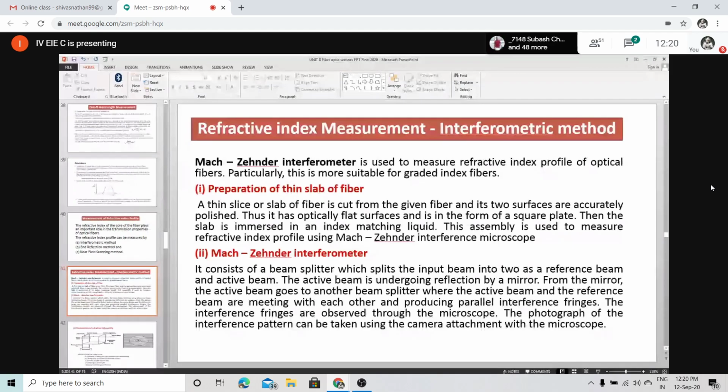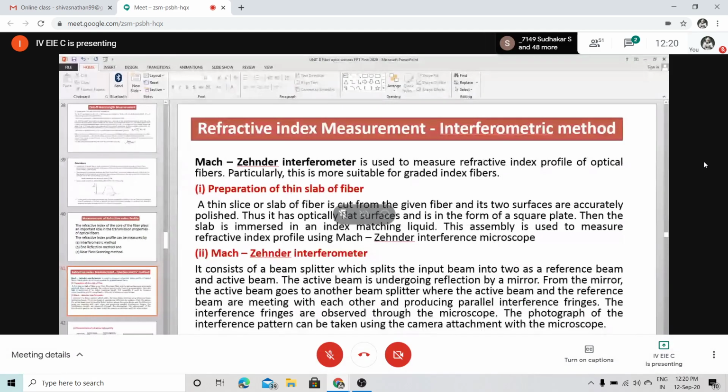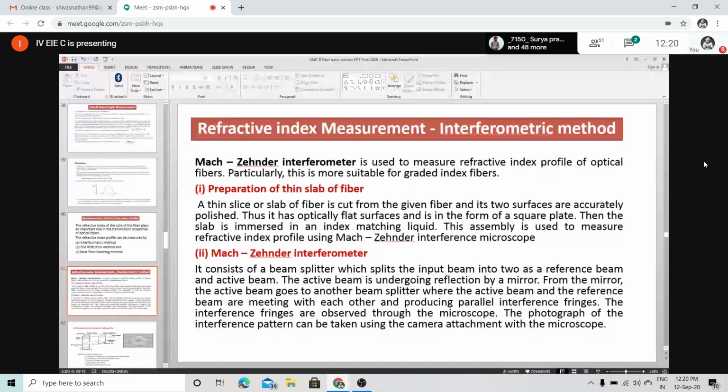So the first thing will be the preparation of a thin slab of fiber. I will take a thin slice, I will cut it, and I will polish it on the two sides. Clear? So I will make it optically flat, into the form of a square plate. So this is your idea. Kindly listen through. The first preparation is that I take a thin slice, cut it, and polish the surfaces on the two sides so that it becomes optically flat. Then the slab is going to be immersed in my index matching liquid. Clear?